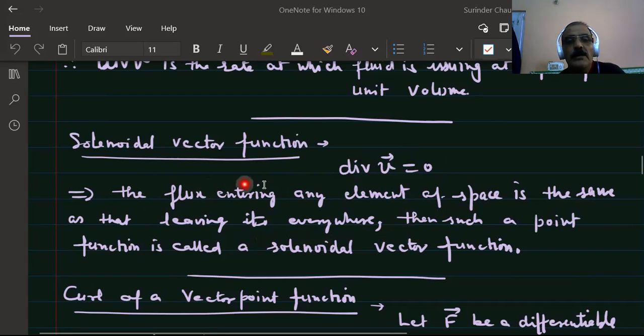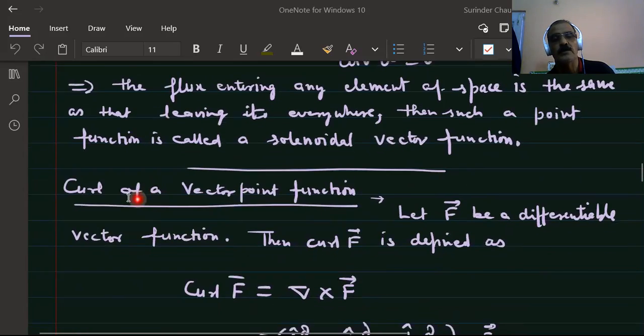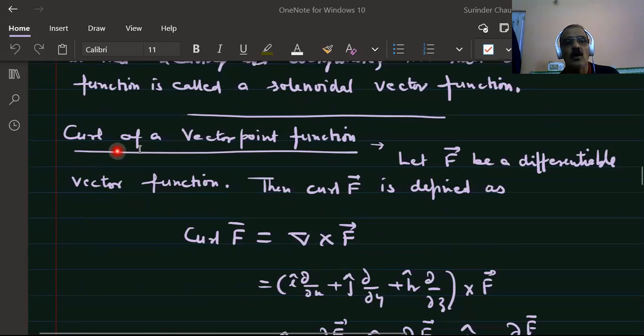Which function is a solenoidal vector function? If divergence of v is equal to 0, what is the meaning of this? The flux entering any point of space is the same as that leaving it everywhere, then such a point function is called a solenoidal vector function. Let's discuss what is the curl of a vector function.